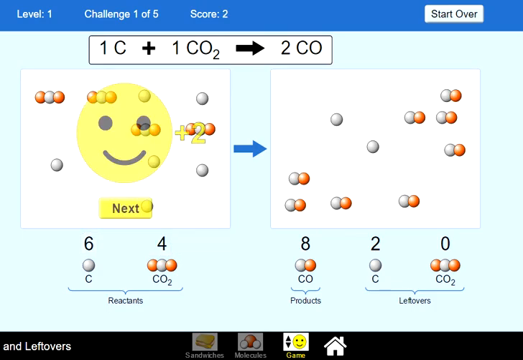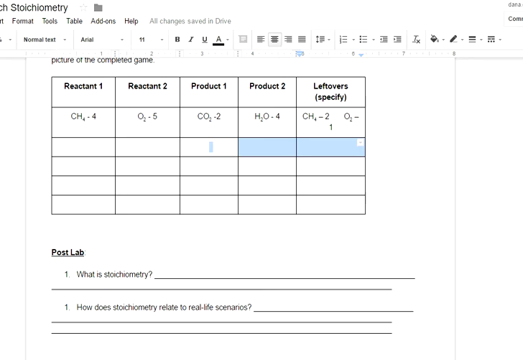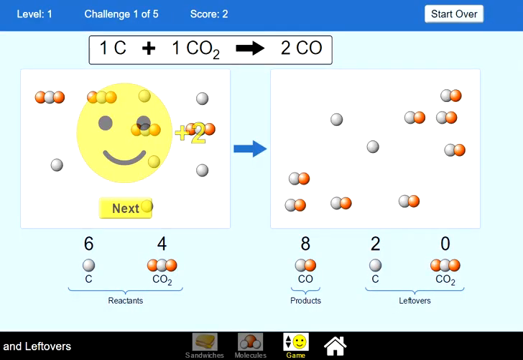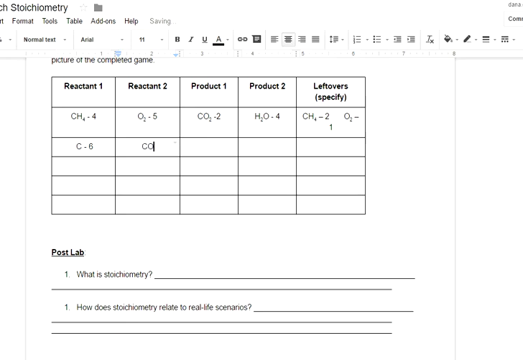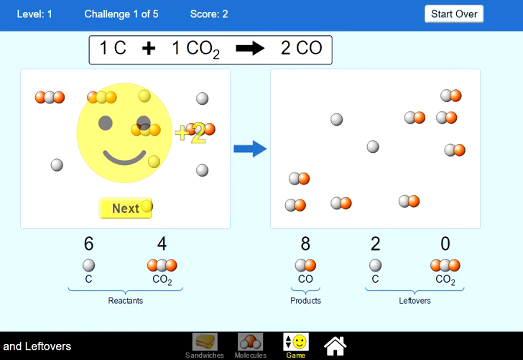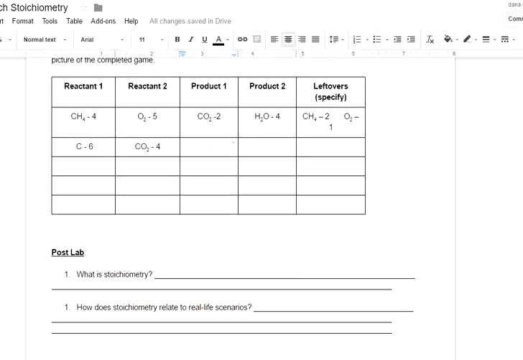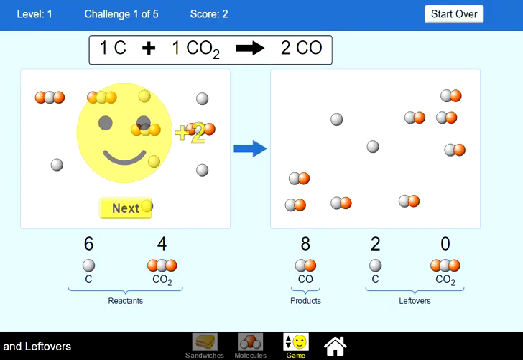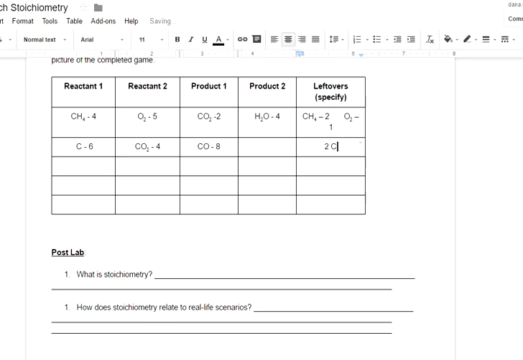And so when I type that into the Google Doc, you only have to do this for the first 4. Okay, my reactant 1 was carbon, and I knew that there were 6 of them. Reactant 2 was carbon dioxide, and I needed 4 of them. Product 1 is carbon monoxide, and I produced 8 of them. I didn't have a product 2, and the leftovers I had 2 carbons, and that was it. So I'd say 2 carbons.